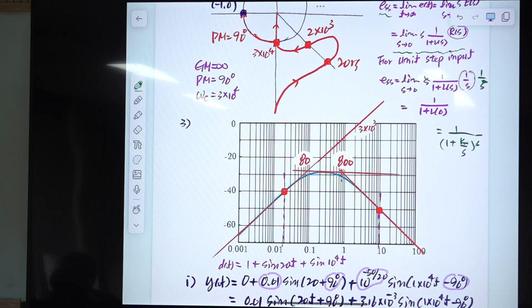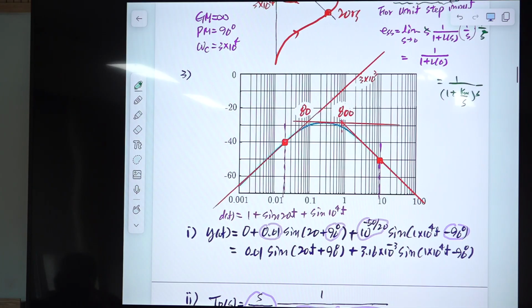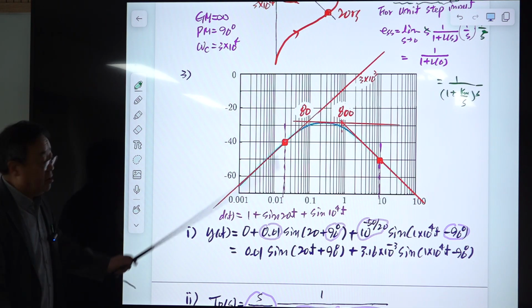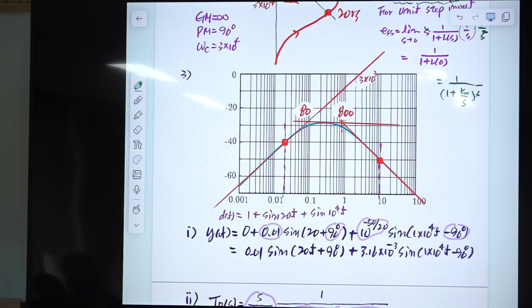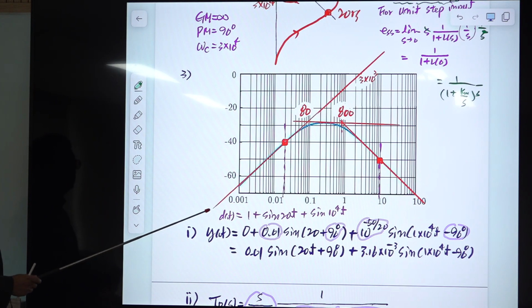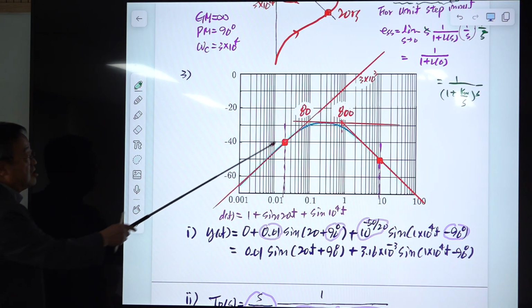Okay, another Bode plot. What is this? This is some transfer function, right? This is the disturbance to output transfer function. D stands for disturbance. So the disturbance to output transfer function is something like this.